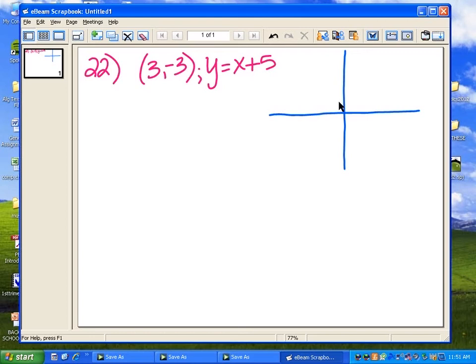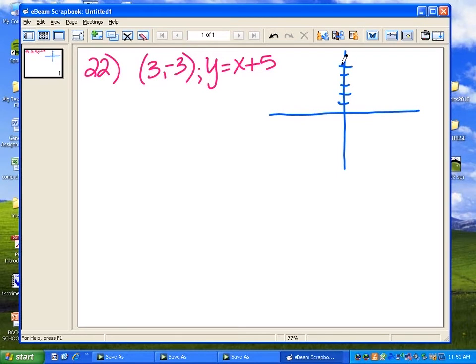Equation, and we're doing the graph. We're graphing it. Andrew, you're not doing anything, which means you now have 2 extra problems to do for homework. Okay, so x plus 5 means that it's crossing the y-axis at 5.